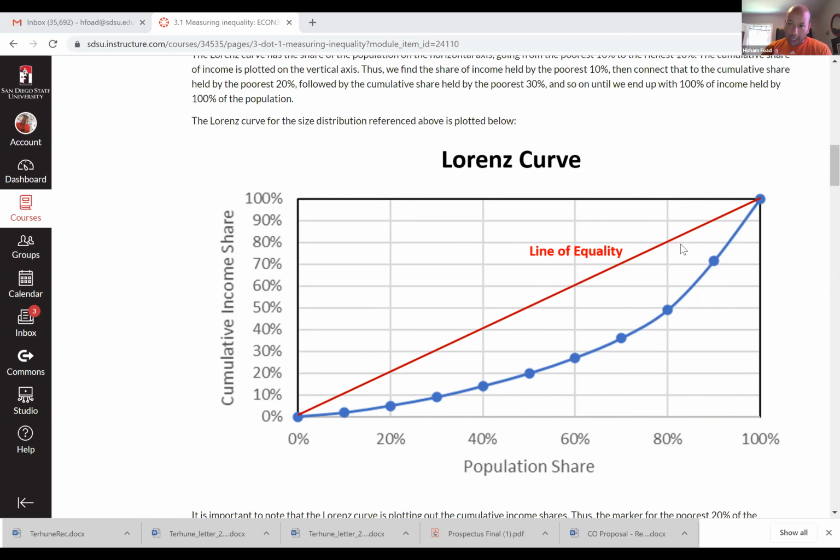The further away it is from the line of equality, the more income inequality we have in that country. All right, so let's go through a couple of different examples and actually draw this.